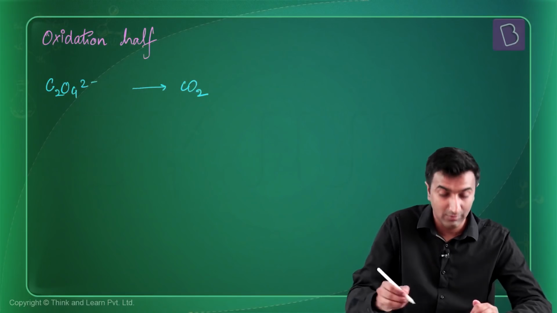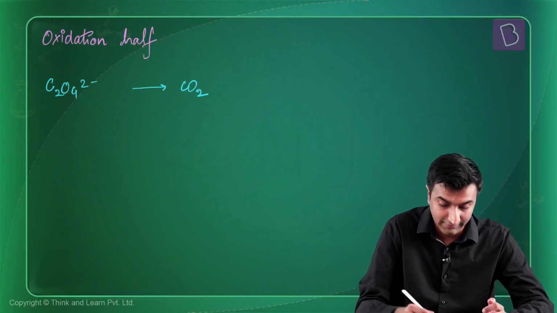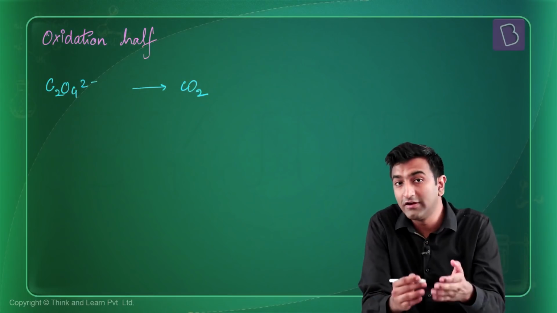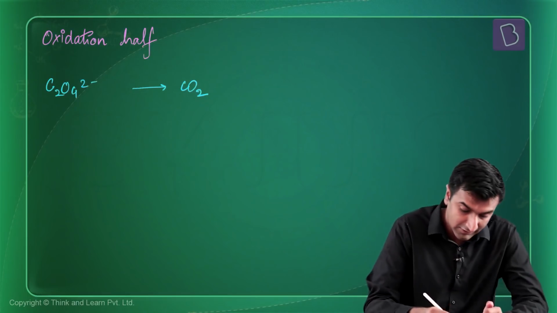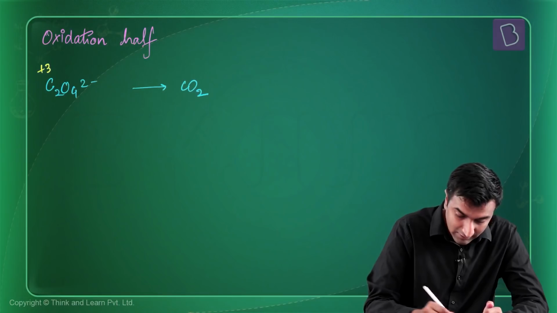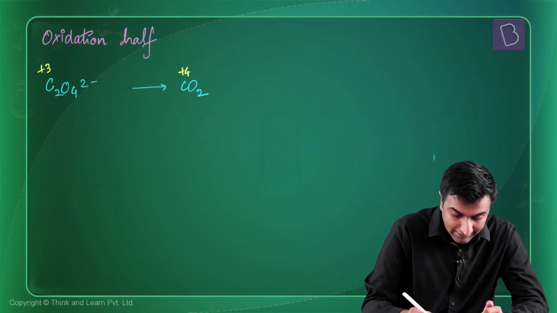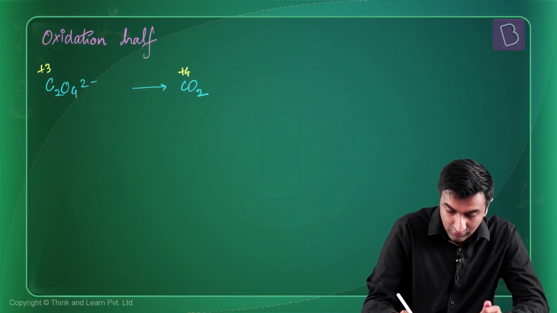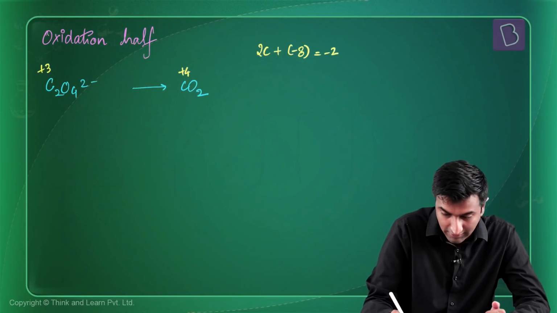The oxidation half is going to be oxalate ion, C2O4 2-, giving you CO2. Now, what's the change in oxidation number that's happening over here? Oxidation number of carbon here is +3, and this becomes +4. This is a direct idea. I'm just doing that 2C plus -8, which is 4 oxygens, is equal to -2.